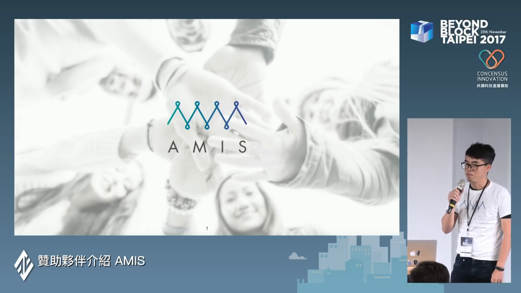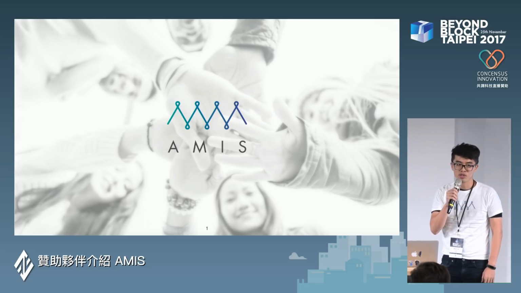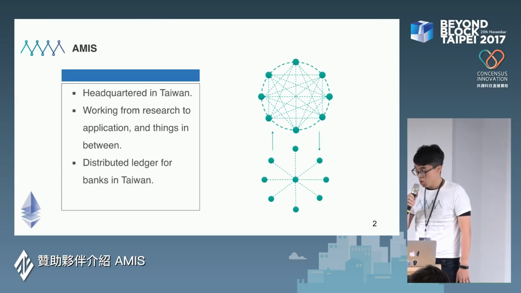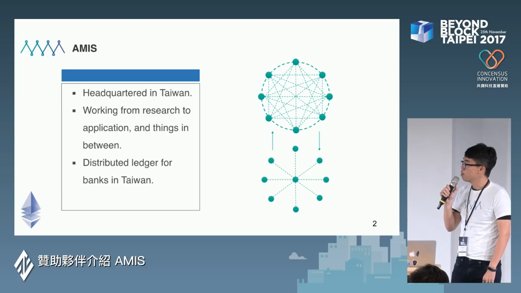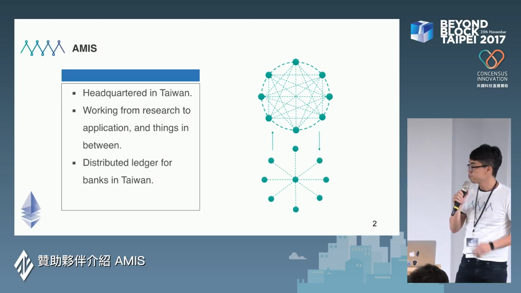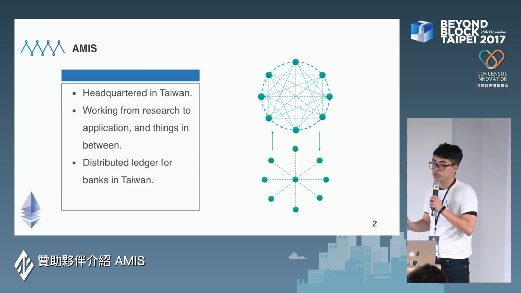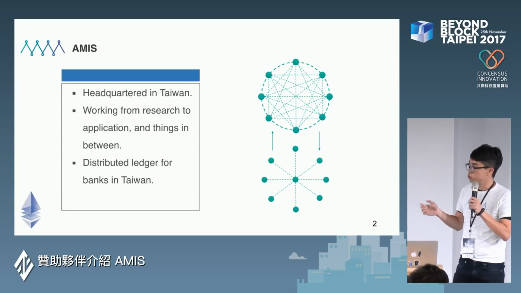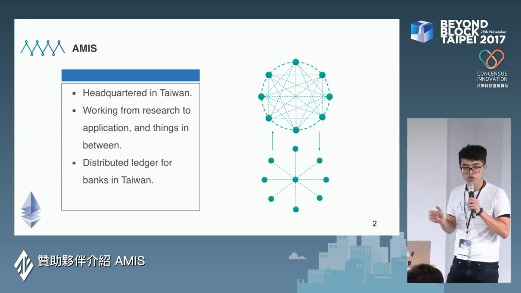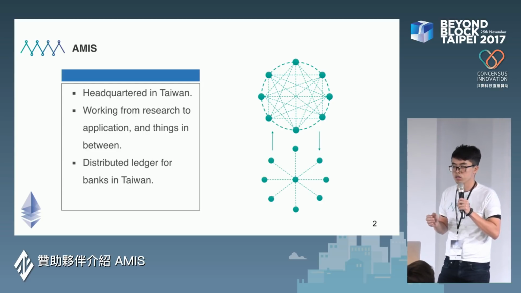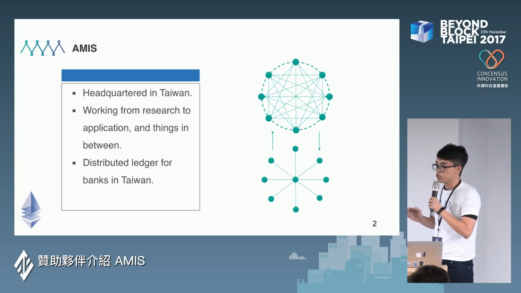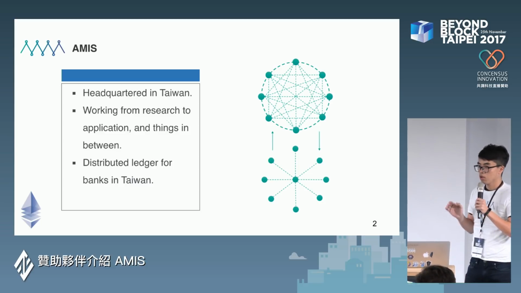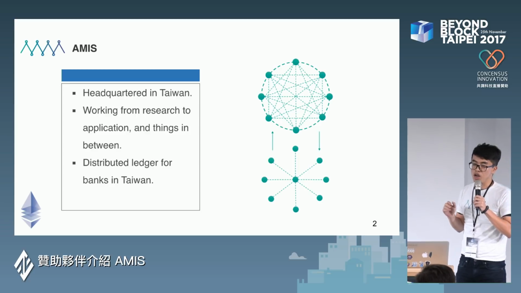Good afternoon, everyone. I'm Mark. I'm very glad to be here to introduce Ami. To get started, I want to give a short background about Ami and what we are doing now. Ami is a blockchain service company based in Taiwan. We provide services including blockchain infrastructure, applications, as well as research. Our most known project is a distributed ledger for cross-bank transactions in Taiwan.